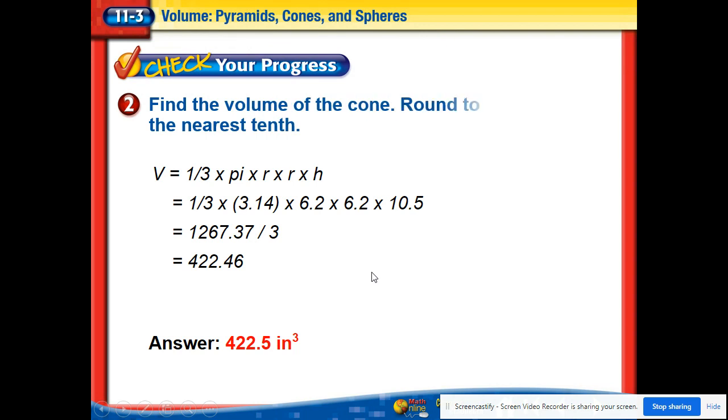Let's try another one. So 6.2 and 10.5. So it's 1/3 pi times the two r's and then the h. So pi again, remember, is 3.14. 6.2, 6.2, 10.5. We can multiply all four of these together, get this number here, then divide it by 3, for 422.46. Round to the nearest tenth like they asked us to. That'd be 422.5. And that's how we do a cone.